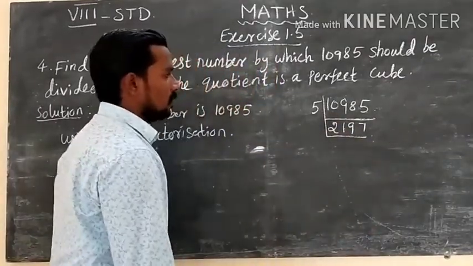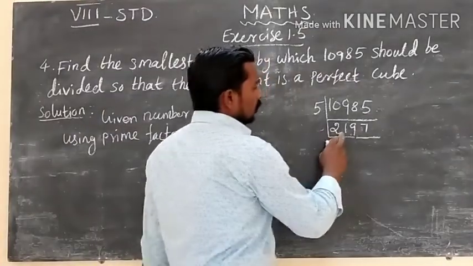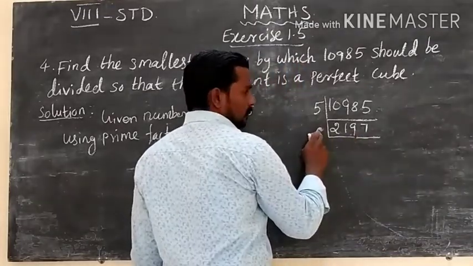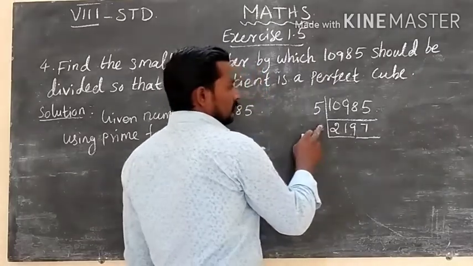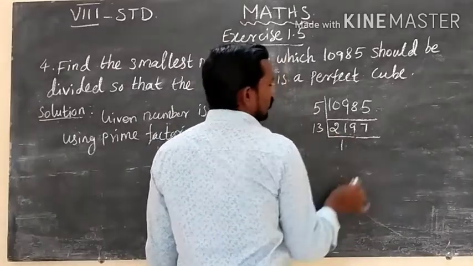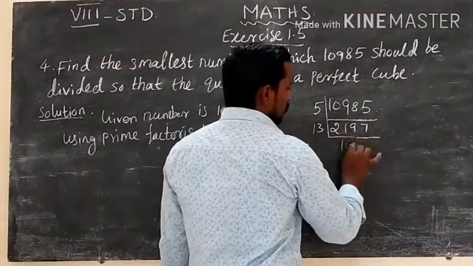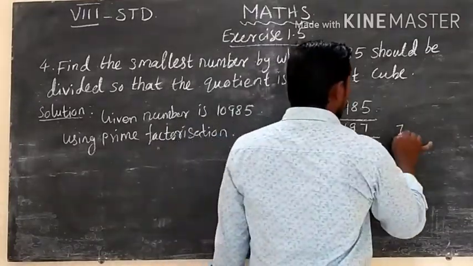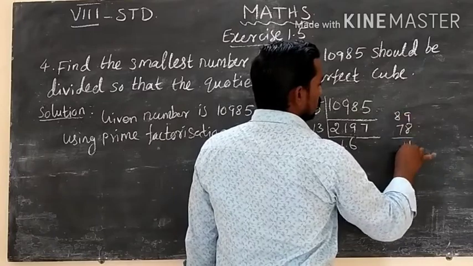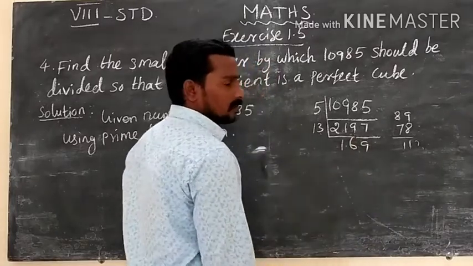That's all. Next, select 7. 3 sevens are 21, 1 seven is 7, carry 2, 27 does not divide exactly by 7. The next number is 11, and it does not divide this number. Next, 13. 1 thirteen is 13, carry 8 because 21 minus 13 is 8, so 89. 6 thirteens are 78, here you get 89, so subtract. 9 thirteens are 117. Okay, that's all.